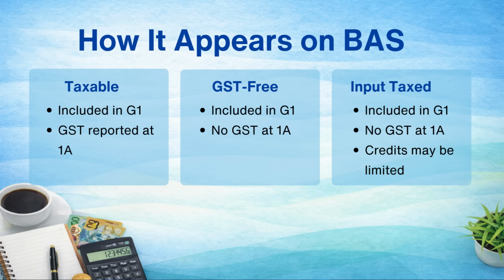So, how do these three categories appear in your BAS? Taxable sales are included at G1 and the associated GST is reported at 1A. GST-free sales are included in G1, but there is no GST reported at 1A. Input taxed sales are included at G1. There is no GST reported at 1A, and your GST credits may be limited. This is where coding accuracy in your software really matters.